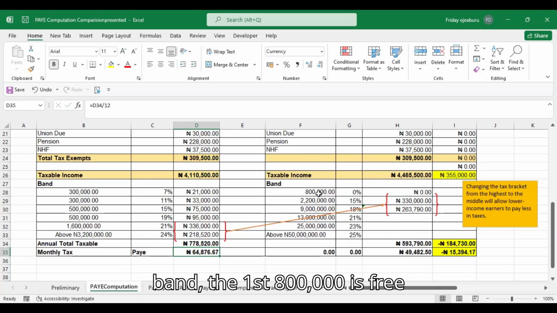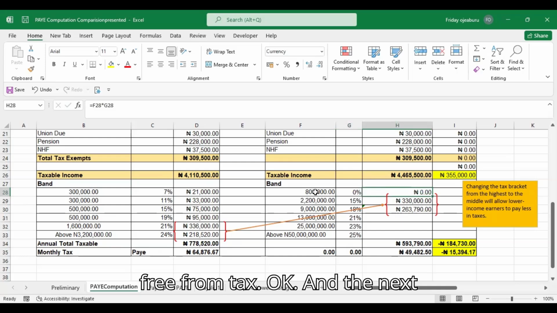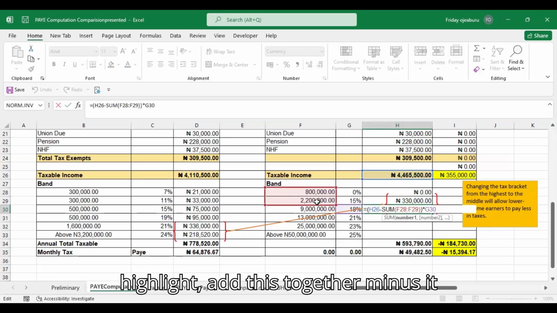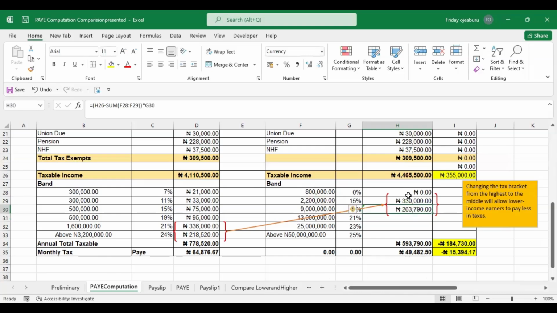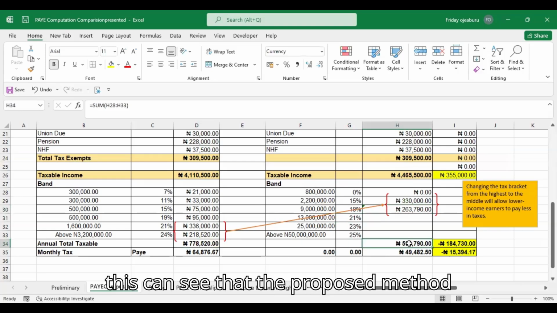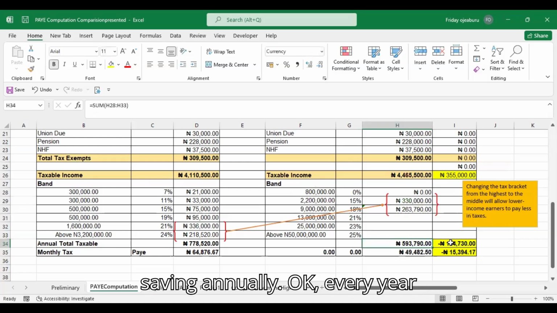For the proposed method, the tax band for the first 800,000 is free from tax. That's why it's 0%. It's free from tax. And the next tax band is 2.2 million. So for you to determine the tax that is associated with this amount, you have to add this together, see my highlight, minus it from taxable income, times it by the rate to have the amount you are seeing here. So if you add this together now, comparing these two, you can see that the proposed method is reduced by 184,730 naira.